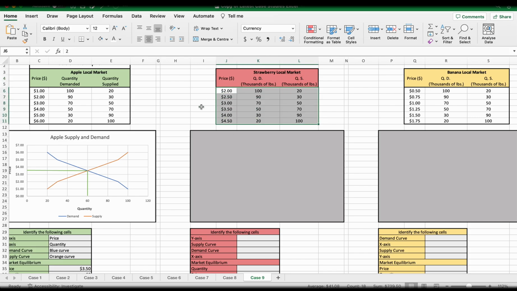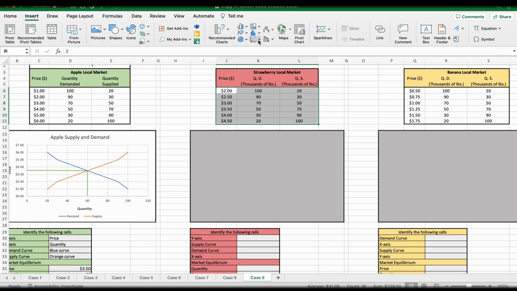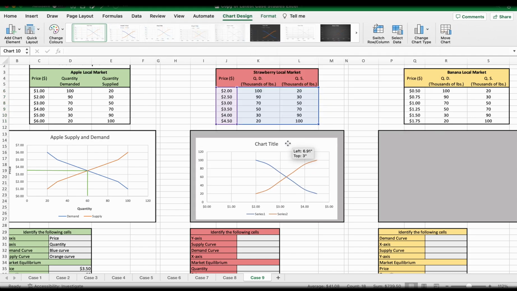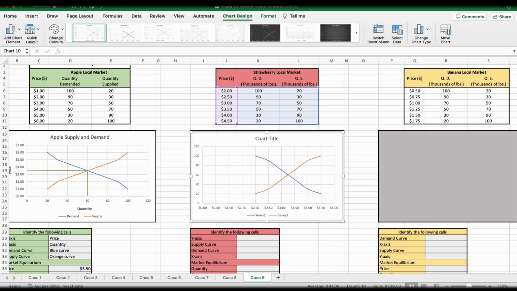So what I'm basically going to do is select my data, go to insert, and then select the scatter with the line option, as this one right here. As you can see, Excel generated a supply and demand graph, but there's something wrong. First, there are no titles for both the y and x axis. So what we need to do is fix this.